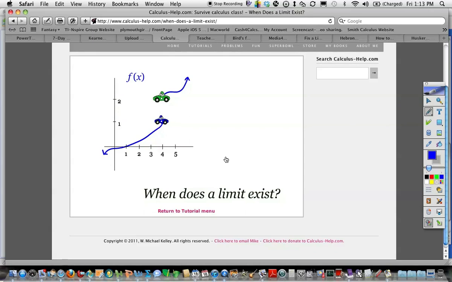We call the height at which we arrive from the right the right-hand limit of f of x, as x approaches 4 from the right. And we denote this with a little plus sign in our limit symbol. That's what we're going to use on the third one. Our height that we arrive at from the left is called the left-hand limit of f of x as x approaches 4, and it is denoted with a little negative symbol.